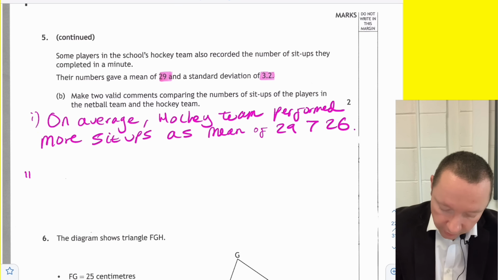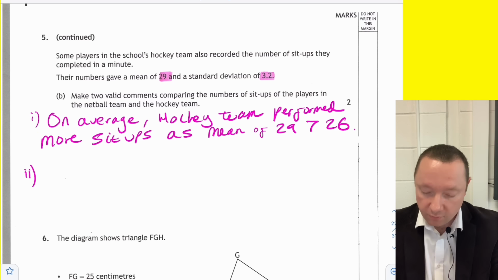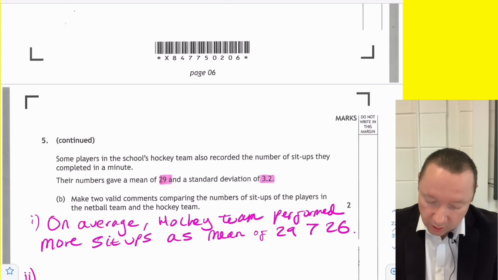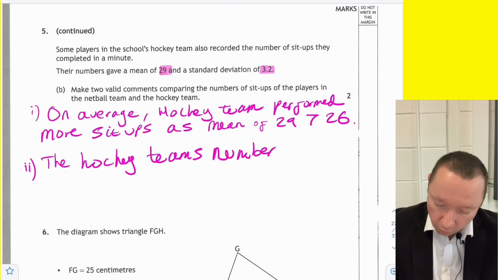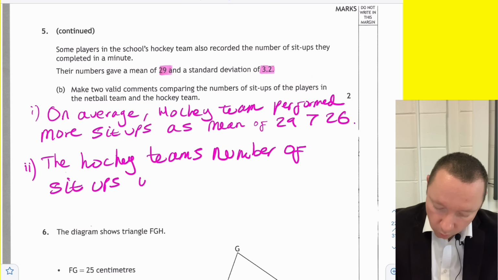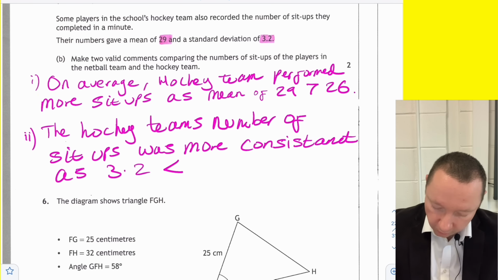Question 2, we're going to compare the standard deviation of the hockey team's sit-ups and the netball team's sit-ups. So the hockey team's number of sit-ups was more consistent as 3.2 is less than 4.47.